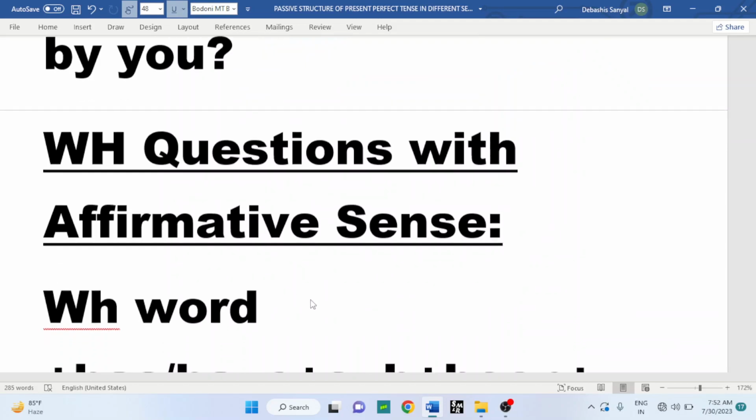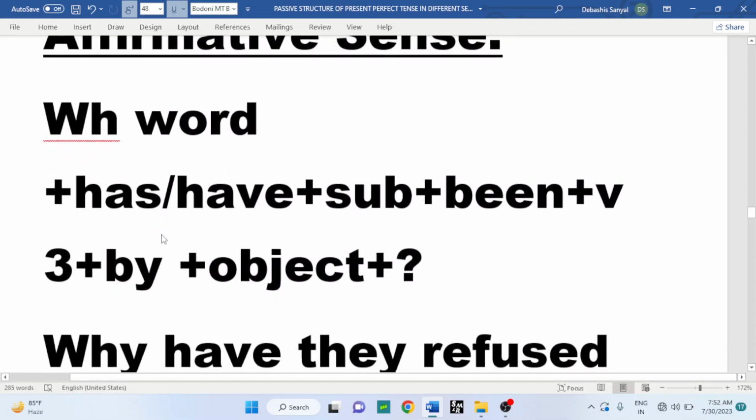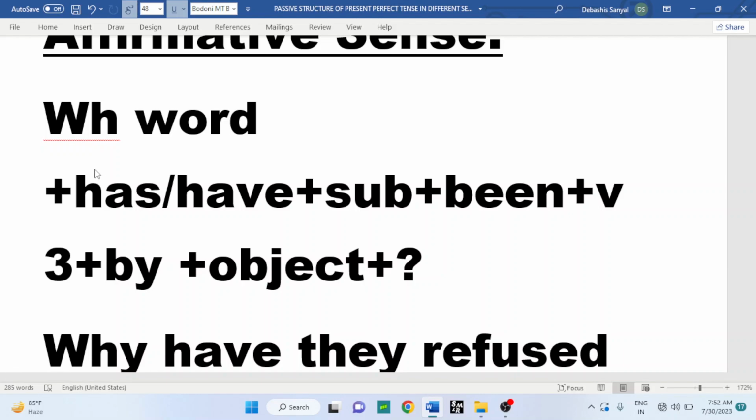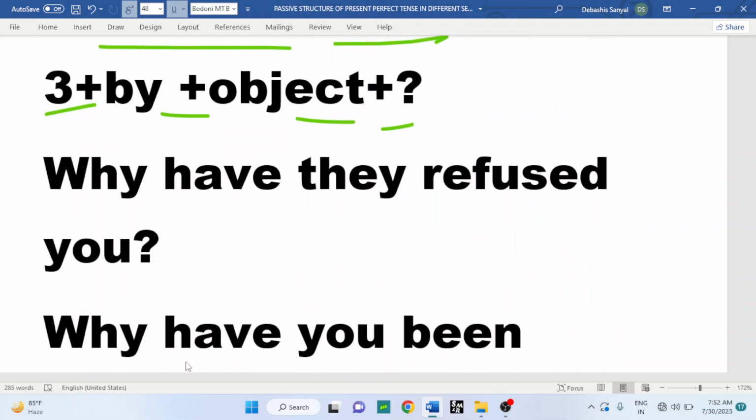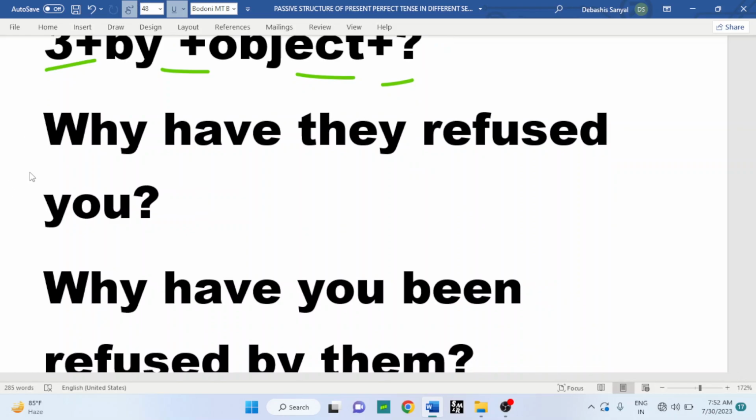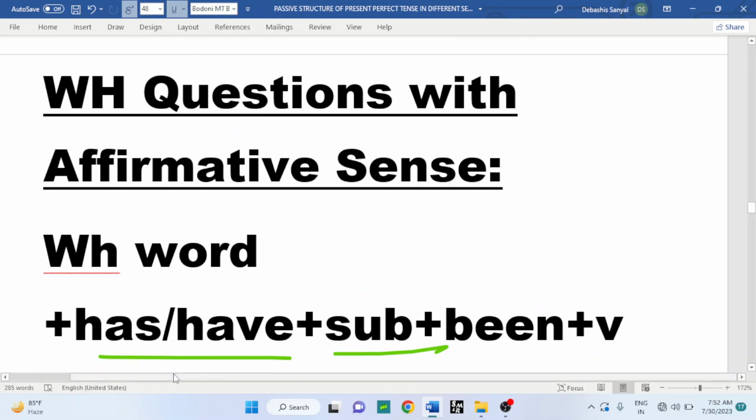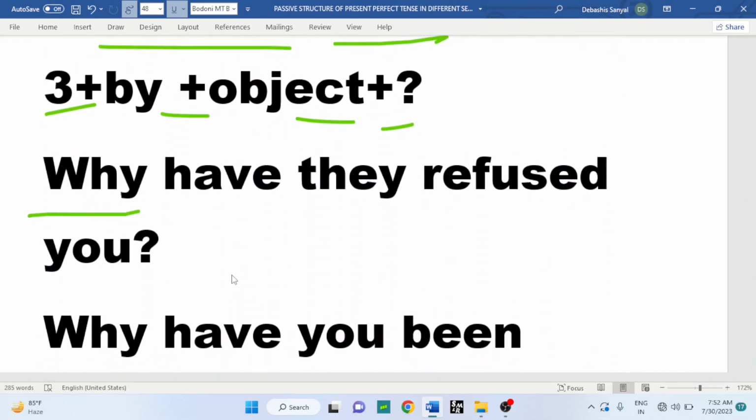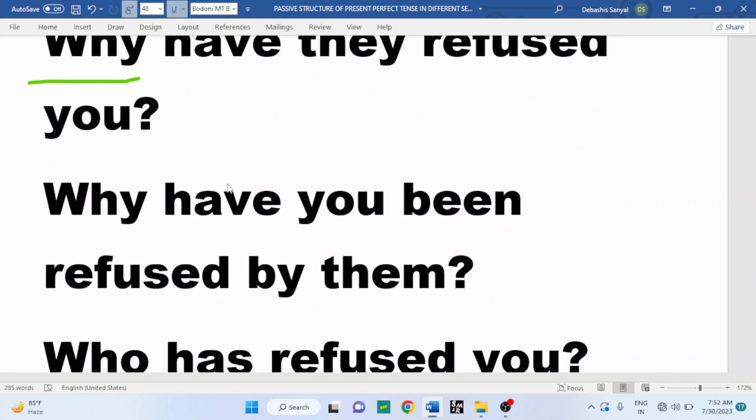W is question with affirmative sense. The very structure of passive voice: a W is word is used to begin the sentence. Then according to the subject, we have to use has or have. W is word plus has or have as appropriate, subject, third form been, then third form of the verb, by, object, question mark. Why have they refused you? Affirmative of W is. Why is the W is word here.